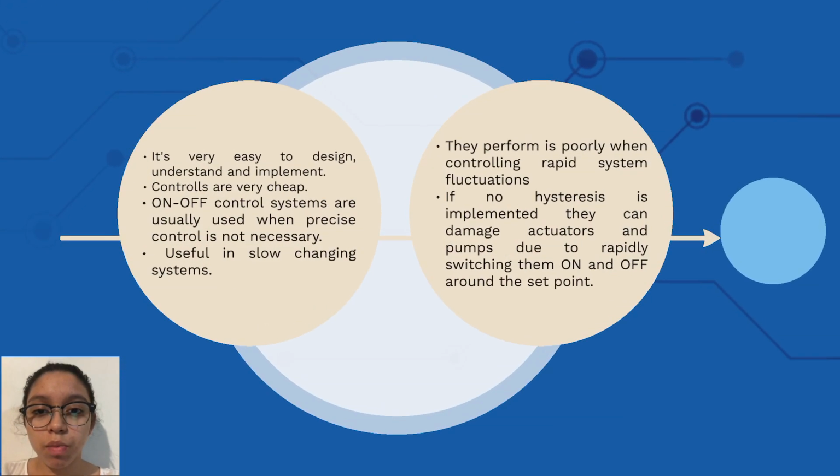Pros and cons. Pros. It's very easy to design, understand, and implement. The controls and control systems are very cheap, and are usually used when precise control is not necessary, useful in a slow changing system. Cons. They perform poorly when controlling rapid system fluctuations. Unless hysteresis is implemented, they can damage actuators and pumps due to rapidly switching them on and off around the set point.